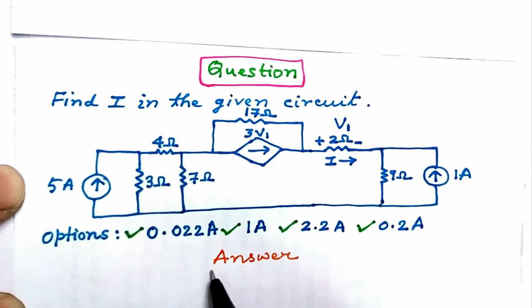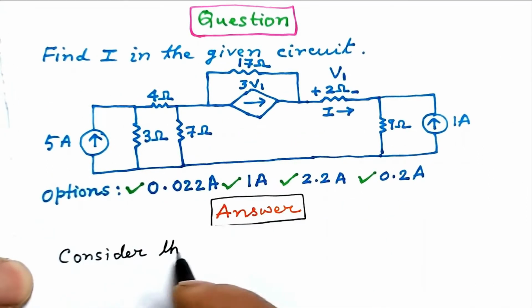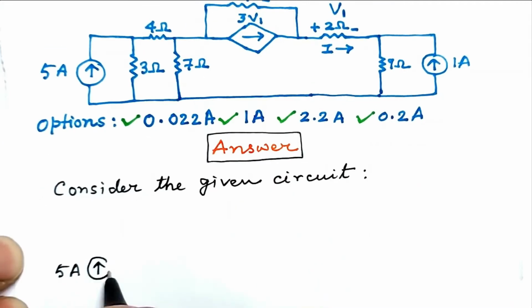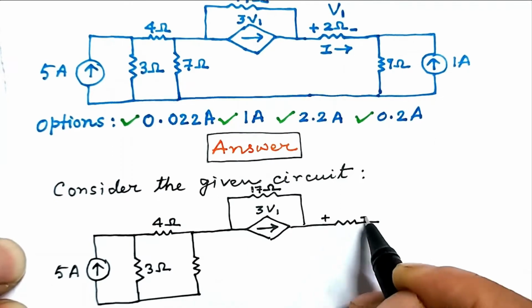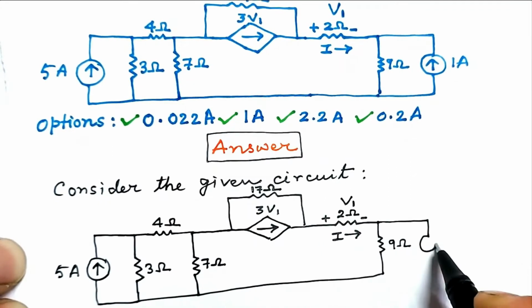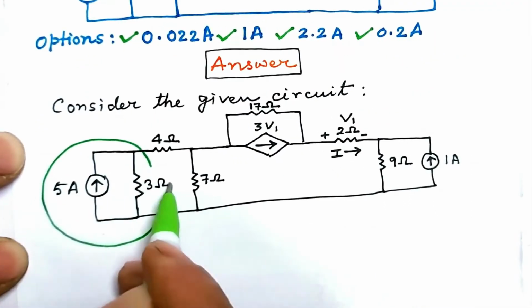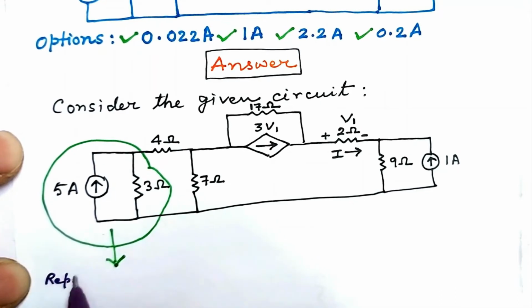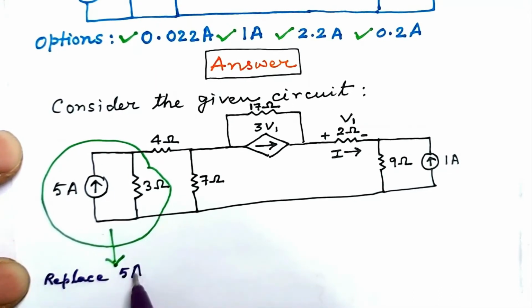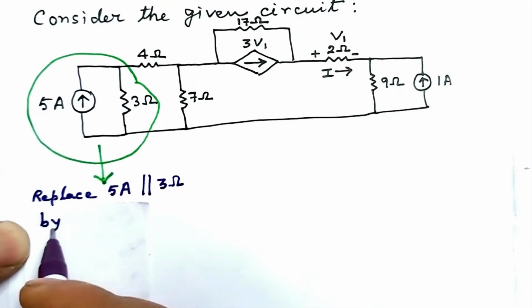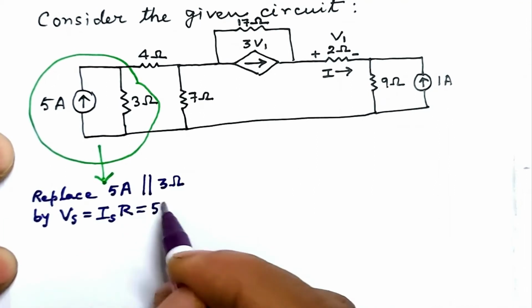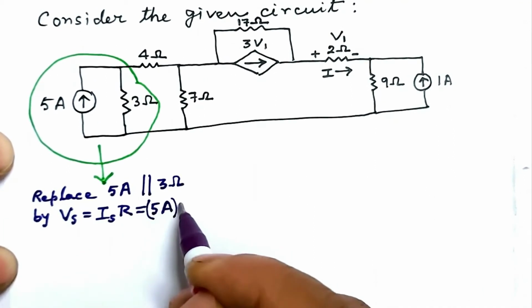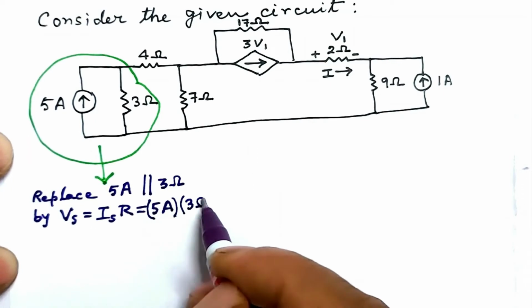We come to the answer now. Consider the given circuit. We redraw the circuit. Focus attention to this portion and we will replace 5 ampere current source that is parallel to 3 ohm resistance by a voltage source Vs equal to Is into R. Now Is here is 5 ampere and R is this 3 ohm.